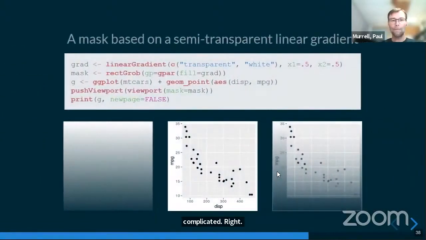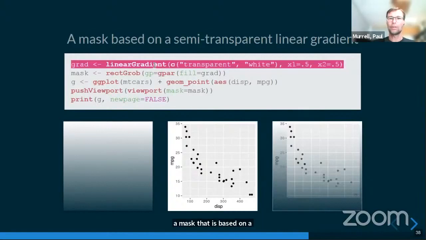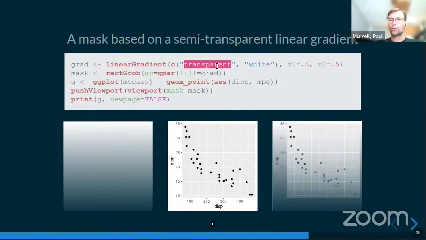Now, we can combine these things up a bit. So I'll go a little bit more complicated on this one. We have a combination of a mask that is based on a linear gradient. So we'll go through the code. There's a linear gradient being defined at the top there that goes from transparent at the bottom up to opaque white at the top. And that's transparent, not a solid color. So the transparency of this linear gradient slowly changes as we go up. That's the important thing about this linear gradient.